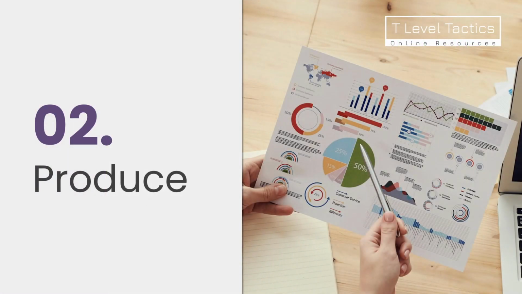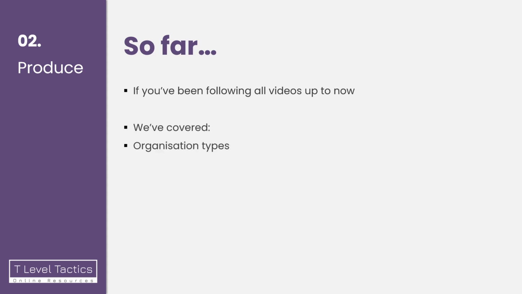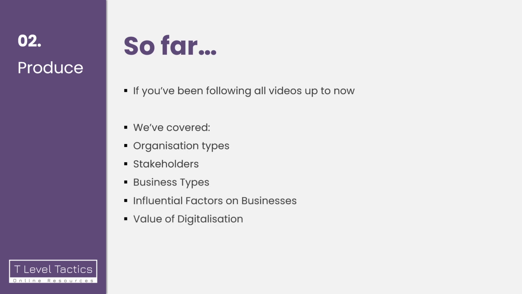Okay, so this is where I said things were going to get a bit chunkier in terms of content and a bit of a task for you to do, making a proposal for a business on a digitalization strategy. So far, if you've been following all the videos up to now, we've covered organization types, stakeholders, business types, influential factors on businesses, the value of digitalization to businesses, and in this video, some motivations for businesses to move towards a digital transformation. This task is going to task you in putting all of that information together.